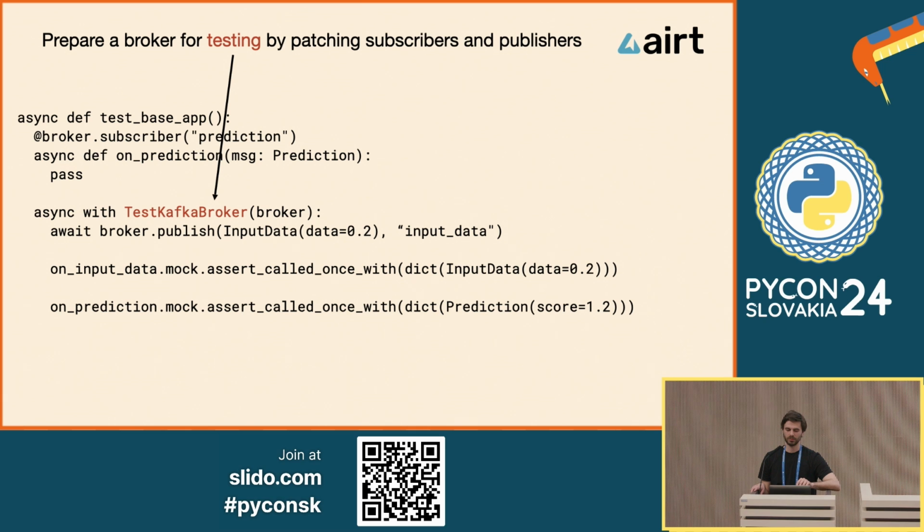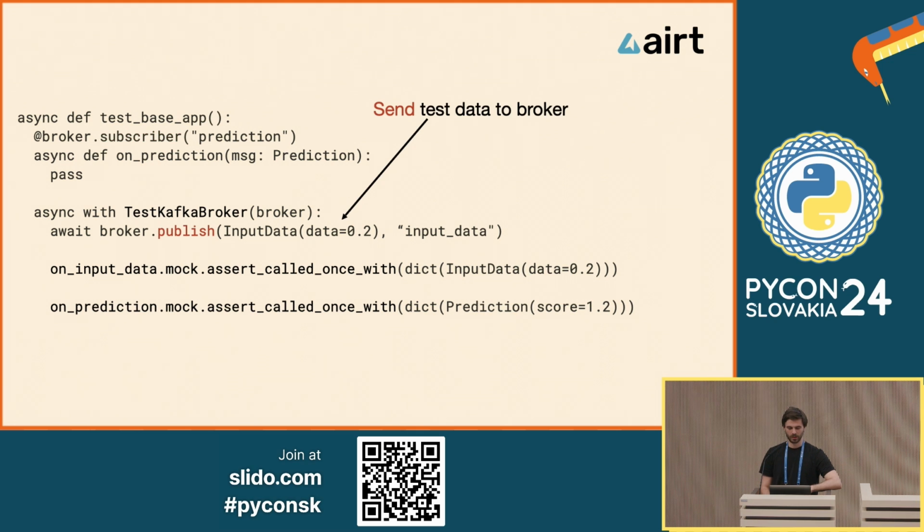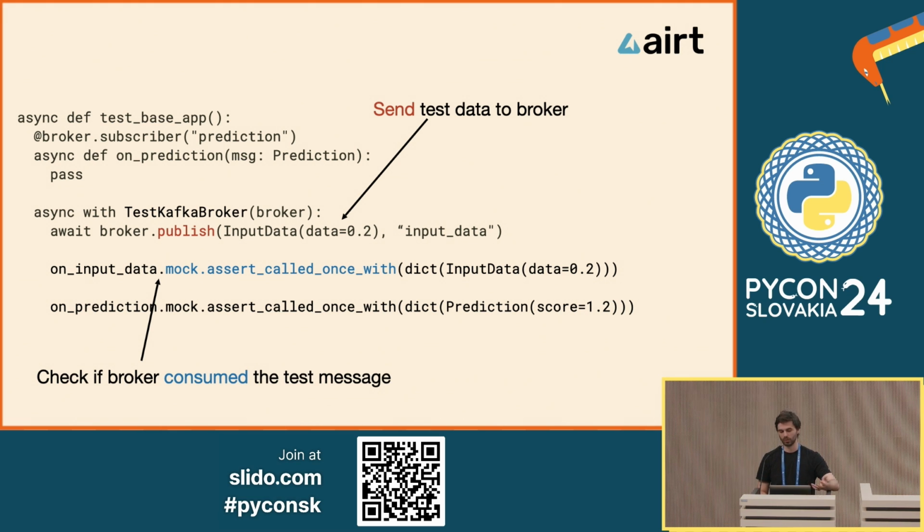So it takes your real FastStream broker, it patches its consumers and producers inside so they don't go to the real message queue, and does all the messaging in memory. It's faster, it's cleaner, you don't have any side effects. So to check if you're getting some messages from the prediction topic, we will, inside of our test, add one more subscriber so that we can listen to the predictions that our model is producing. And then we send some test data to a broker. After that, we can check if our broker has consumed those test messages. So we access the mock assert_called_once_with, and our on input data, we can check that it was called with input data 0.2. And the last step is we can do the same for our subscriber. So we can assert that it was called with the prediction of score 1.2.